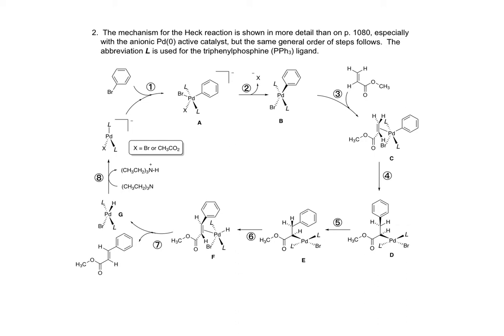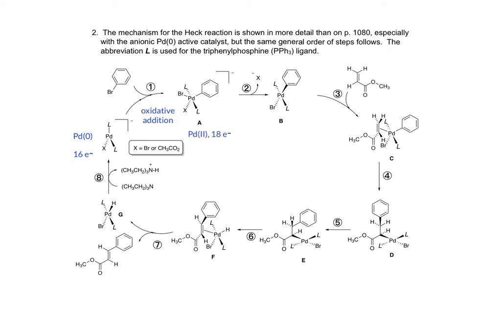This is the proposed mechanism for the Heck reaction. This catalytic cycle begins with the palladium-0 active catalyst. L is the abbreviation for the triphenylphosphine ligand. At the very start, X is the acetate ligand. In the first step of the mechanism, bromobenzene reacts with the palladium-0 catalyst by oxidative addition to give intermediate A.